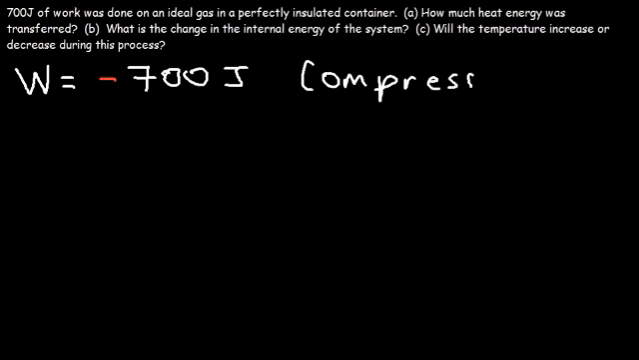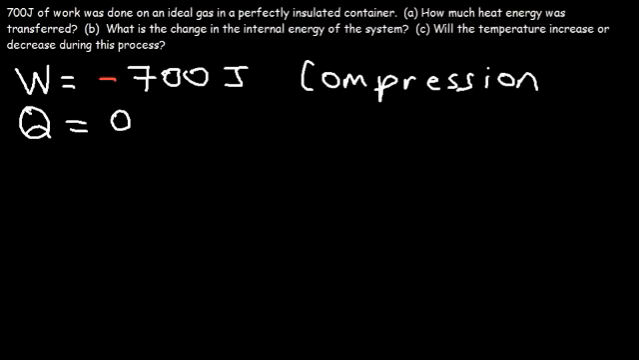Now, what type of process do we have? Is this an isobaric process, isochoric, adiabatic, or isothermal? The key expression here is the gas is contained in a perfectly insulated container. So if it has good insulation, it's going to be difficult for heat to flow into or out of the system. So therefore, Q is equal to 0. If heat energy cannot flow into or out of the system, Q is 0, which means that we have an adiabatic process. So the answer to part A is 0.